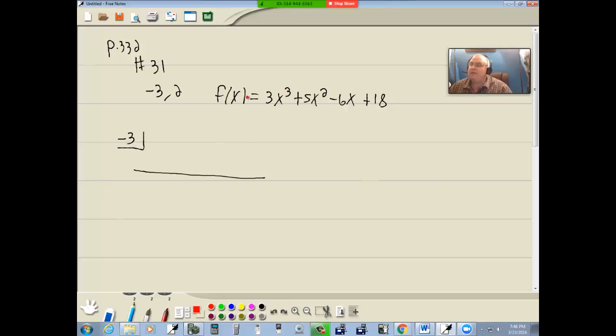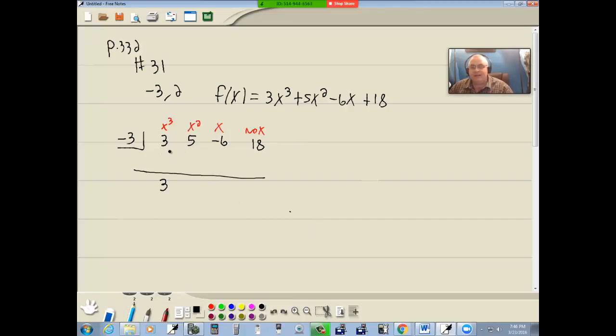Now our largest power is x to the third, so real small across the top, I'll write x to the third, x squared, x, and no x, our constant term. The number in front of our x to the third is a 3. The number in front of our x squared is 5. The number in front of our x is negative 6. And the constant term, the no x, is 18.